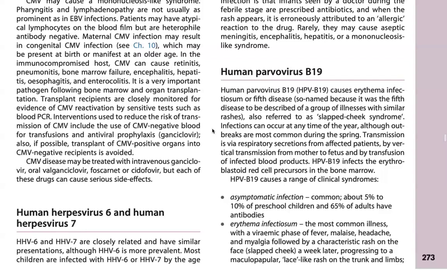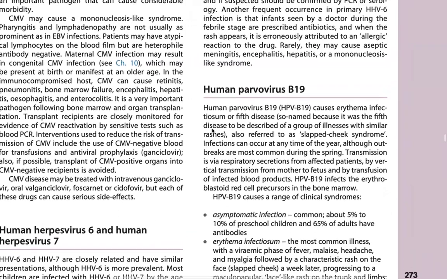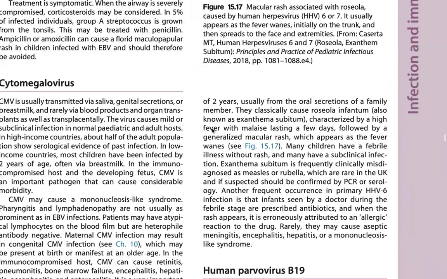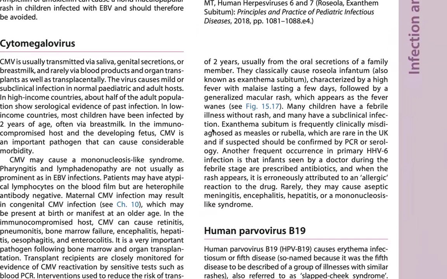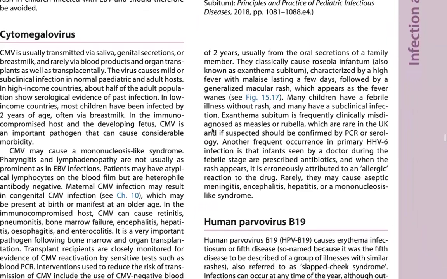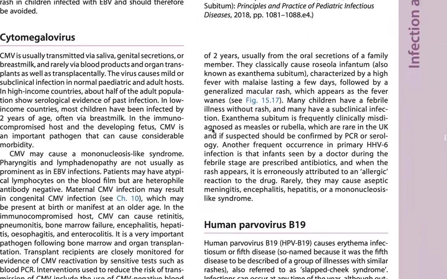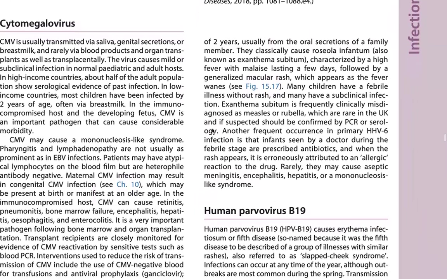Now, HHV6 and 7. HHV6 and 7 are closely related and have similar presentation, although HHV6 is more prevalent. Most children are infected with HHV6 by the age of 2 years, usually from the oral secretions of a family member. They classically cause roseola infantum, also known as exanthem subitum, characterized by high fever with malaise lasting a few days, followed by a generalized rash, which appears as the fever wanes.